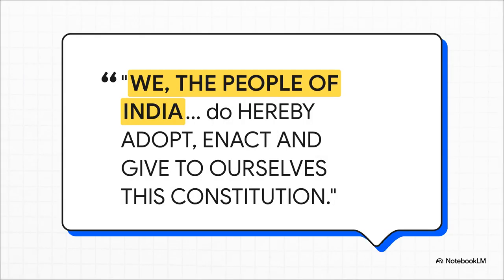Now, where does a blueprint like this get its authority? It's right there in the very first line of the preamble. This isn't a document handed down by a king or some foreign power. It says, "We, the people, give to ourselves this Constitution." Think about that. The power, the authority, it all comes from the citizens themselves. That's what makes it the supreme law of the land.